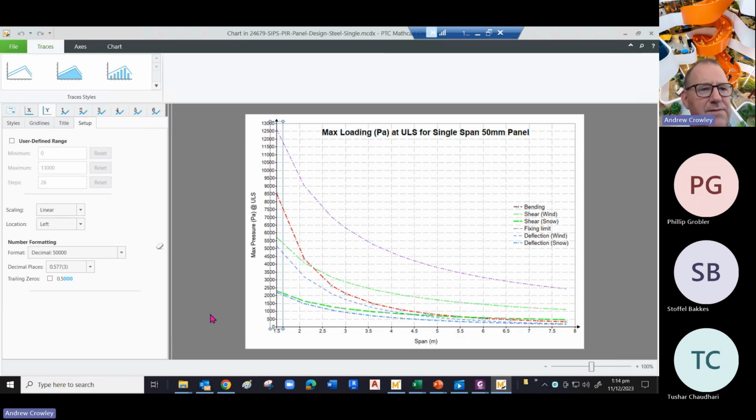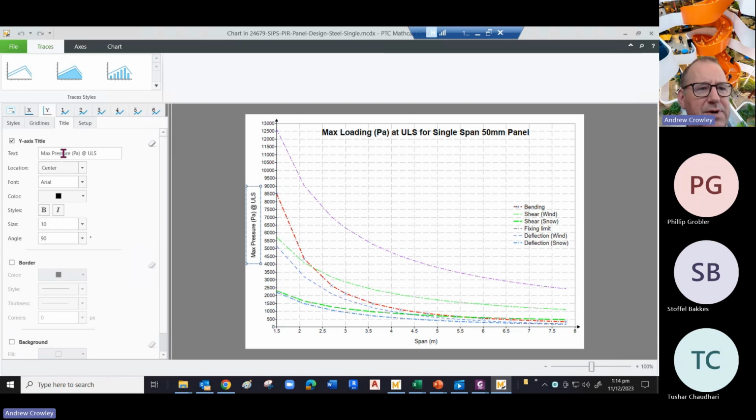In this case, it's taken the default range. Now it's pulled out the raw numbers, and the raw numbers in pascals. If you want to display these in kilopascals, simply divide everything by 1,000. You can give it a title, so max pressure in pascals at ultimate limit state, and it tells you where to put it.